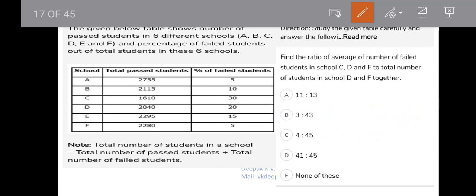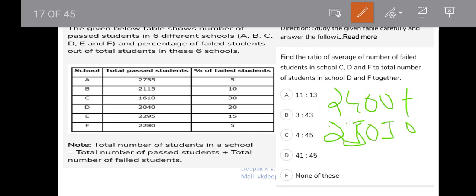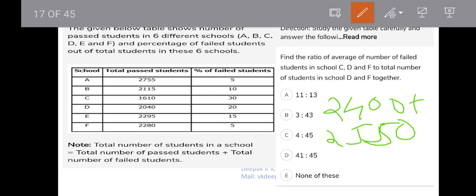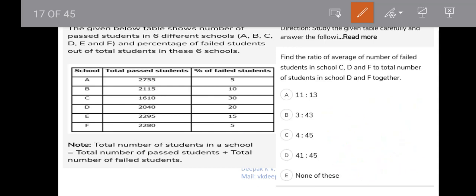Of school F, the total is given as 2280, and total number of the F school we have already done in the previous question. How much is that? That will be 2400. So 2400 plus 2550: 2000, 4000, 4400, 4900 and 4950. So what they have asked first, it is average of CDF failed students. So average of CDF failed students is 440 to the total of D and F. We have already calculated it.